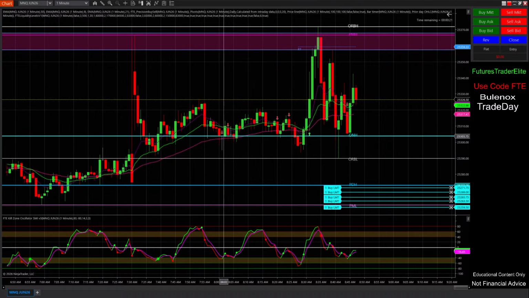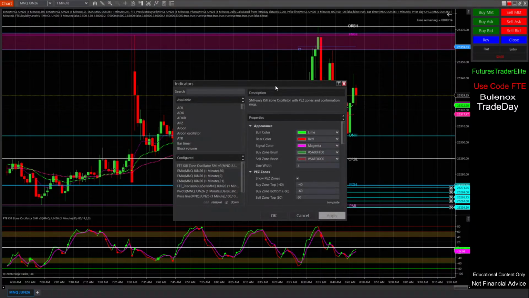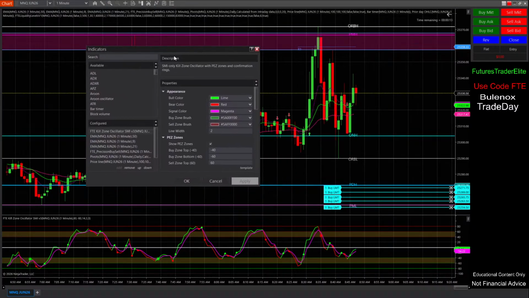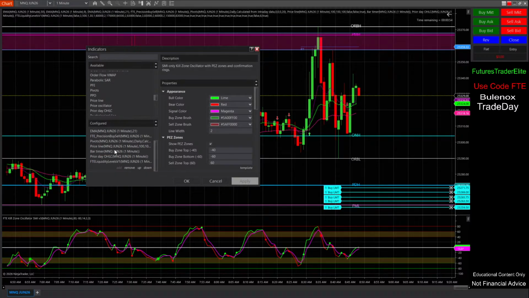Merlin, if you go to your indicators up here, and in this top available list right here, scroll down till you find price line right here, and then just add it. Click it and add it like you would any other indicator in NinjaTrader, and then you can adjust the colors and everything else, I believe.